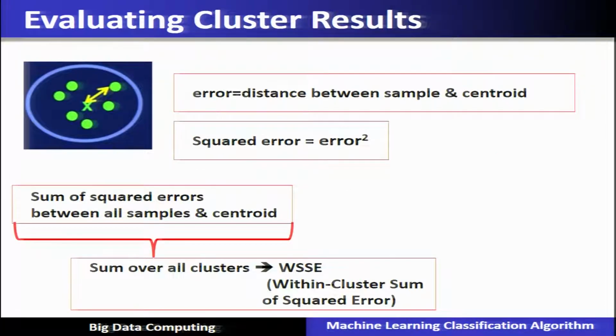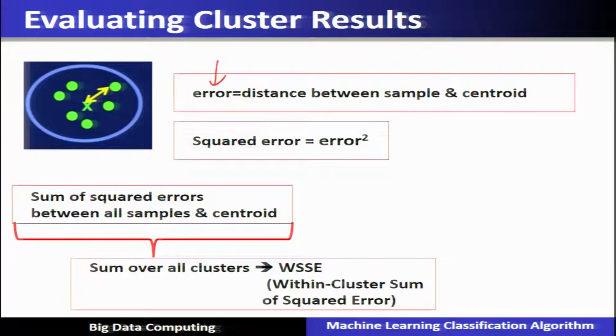Now, after doing this clustering using k-means, we have to evaluate these clusters, and we also have to interpret the results, which are nothing but the clustering. So, to evaluate the result, let us use a term which is called the error. So, error is the difference between the sample and its centroid.